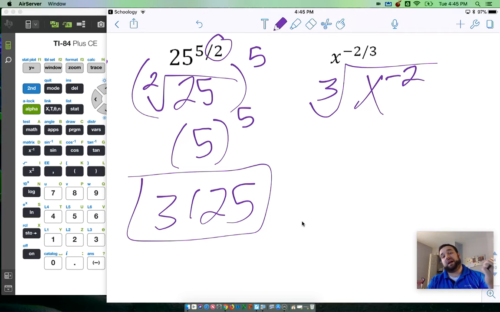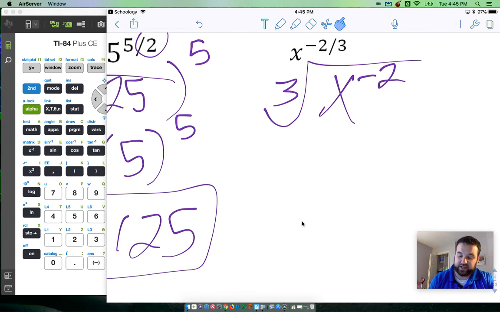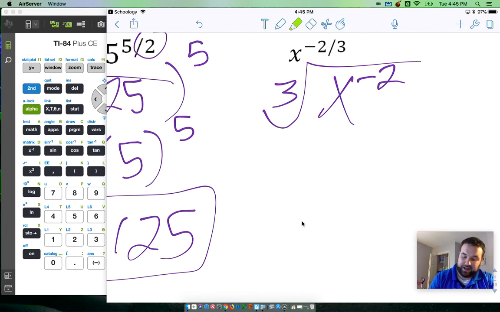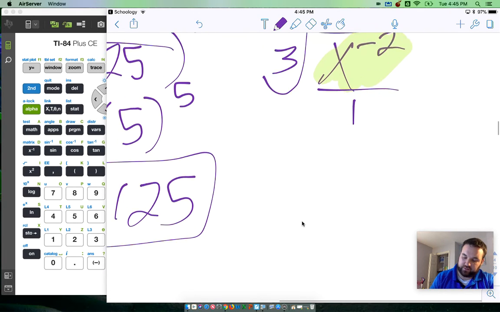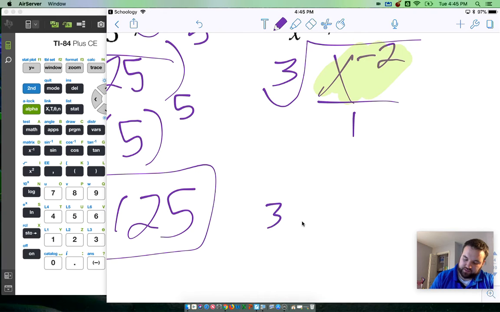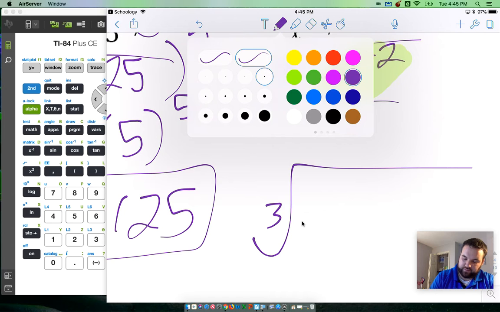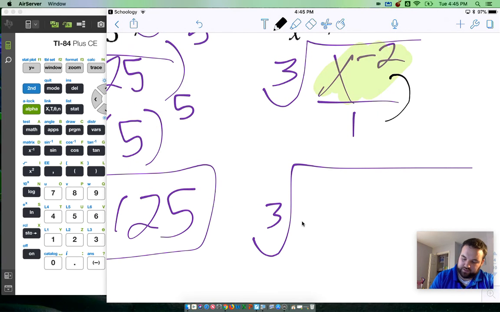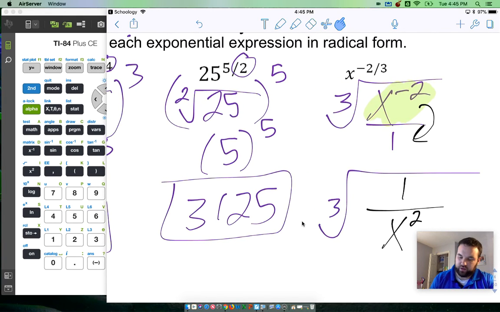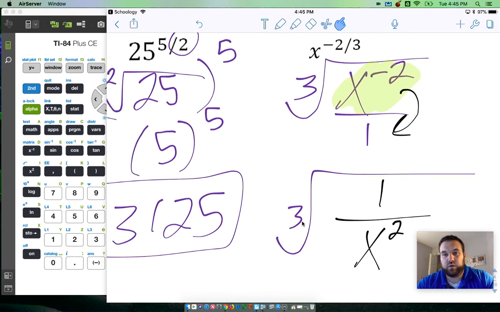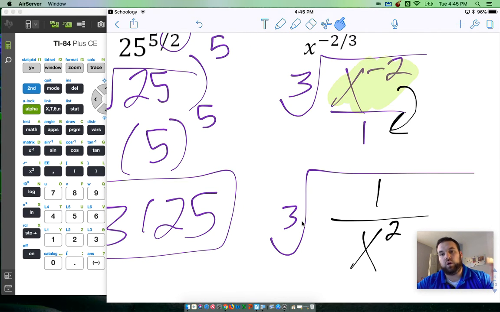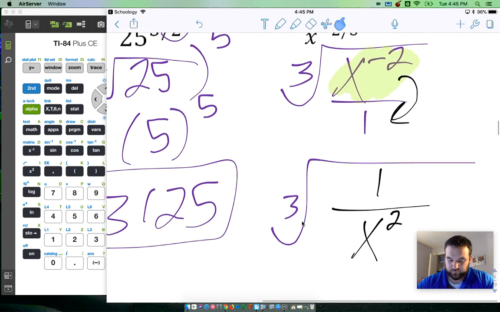Now, this does go back to what we learned about exponent rules. I can't have a negative exponent in a final answer. So I'm going to write this as the third root again, but I'm going to take this x variable and move it down to the bottom of the fraction and switch that exponent to positive. So the way I would want you to write x to the -2/3 would be the third root of 1 over x squared. Okay.